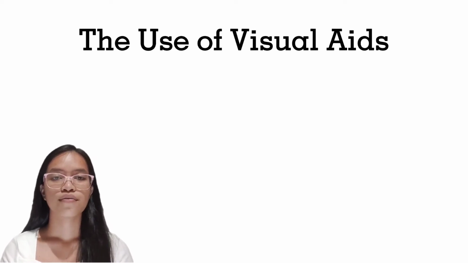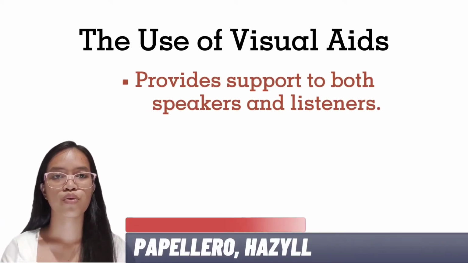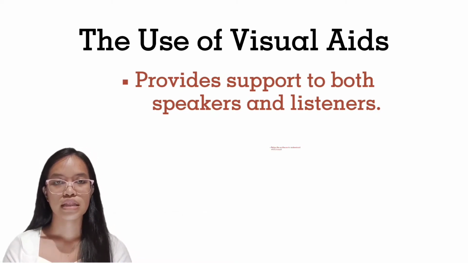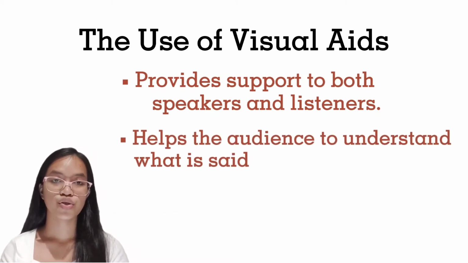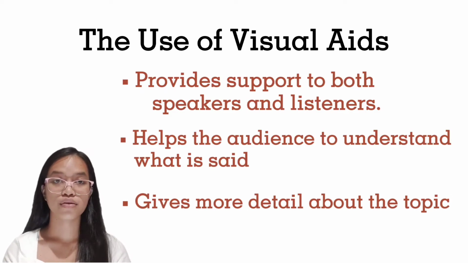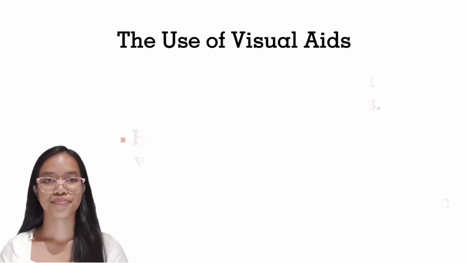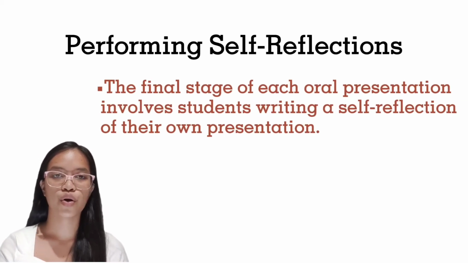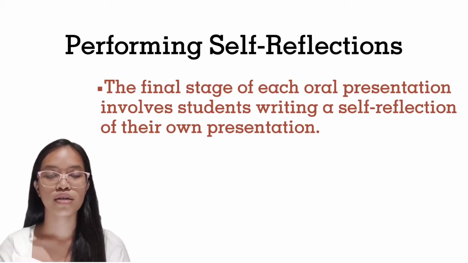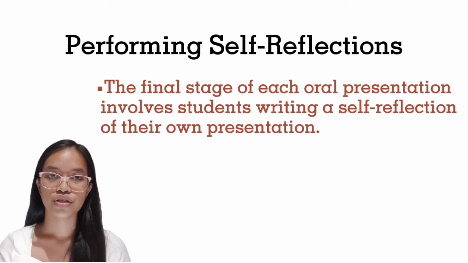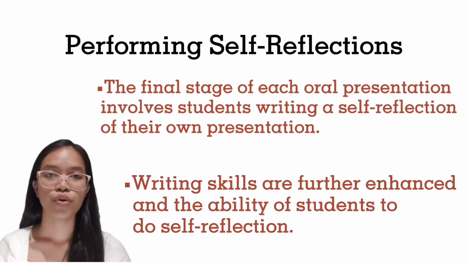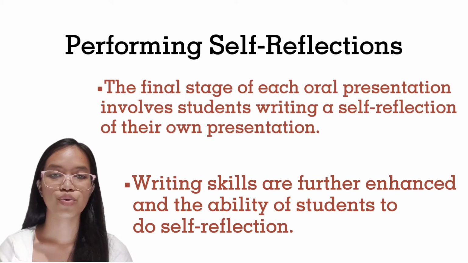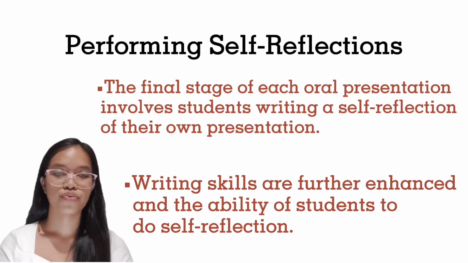Next is the use of visual aids. Visual aids provide speakers and listeners help. It helps the audience to understand what is being said, and it gives more details about the topic. Next is performing self-reflections. It is the final stage of each oral presentation that involves students writing their own self-reflection of their own presentation. By doing this, it will enhance the students' writing skills and the ability to do self-reflection.